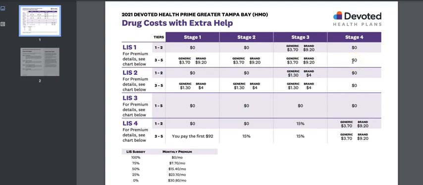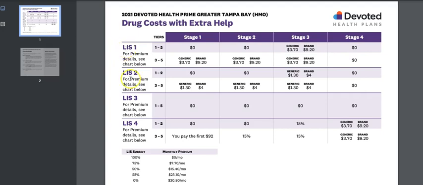would be 0. As an example here, if someone takes lisinopril, that's going to fall under that tier 1, so we know in the deductible stage, initial coverage stage, they're going to pay $0. In stage 3, since that's a generic, they'll pay $3.70, and then in stage 4, catastrophic, they'll pay 0.